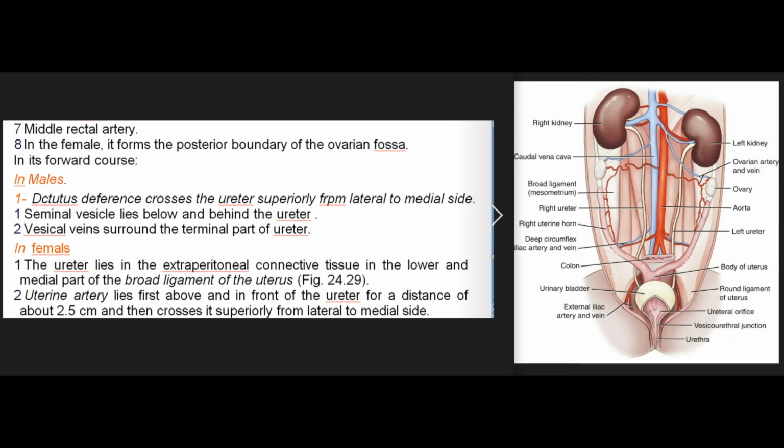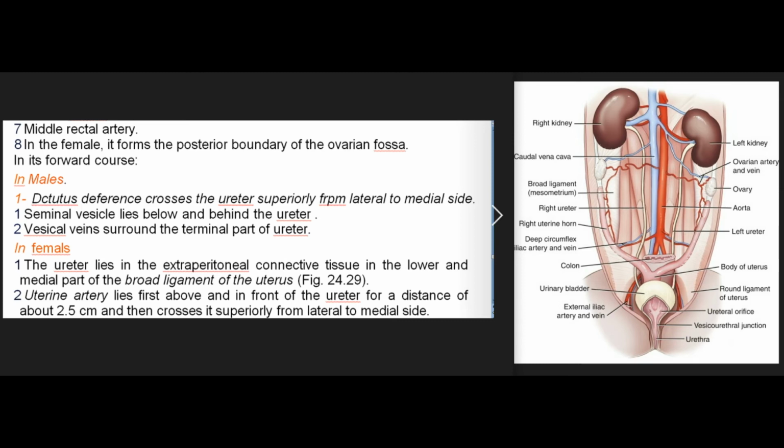In its forward course, in males: 1. Ductus deferens crosses the ureter superiorly from lateral to medial side. 2. Seminal vesicle lies below and behind the ureter. 3. Vesical veins surround the terminal part of ureter.